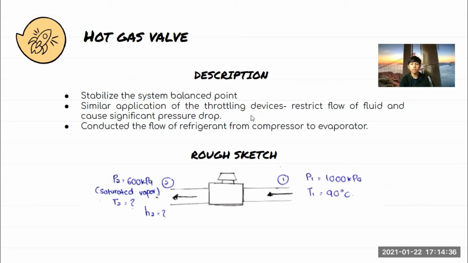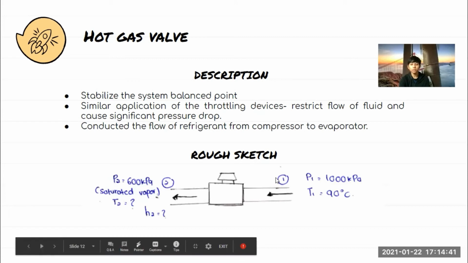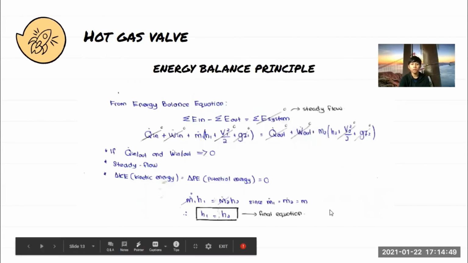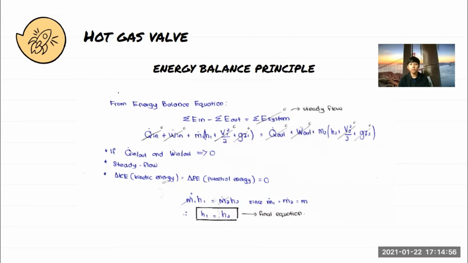So this one is the rough sketch of the throttling device from inlet 1 to outlet 2. Next, I would like to explain the thermodynamic analysis of the hot gas valve by using the energy balance principle. The final equation is H1 equals H2, which we can find by using the energy balance equation.